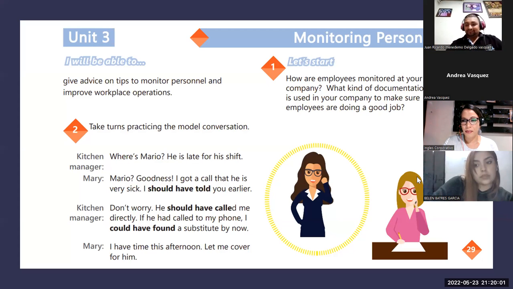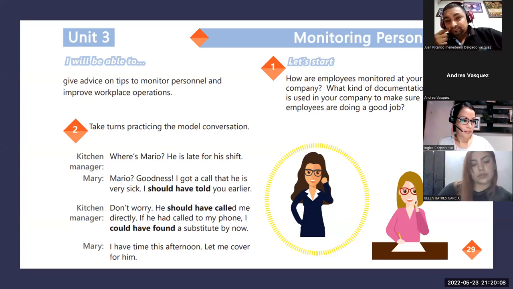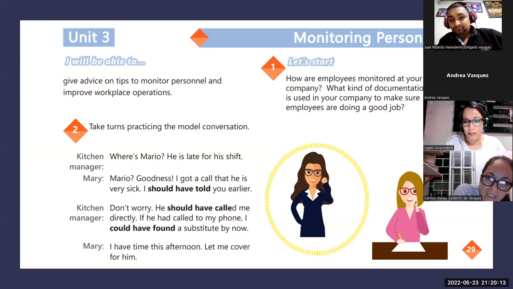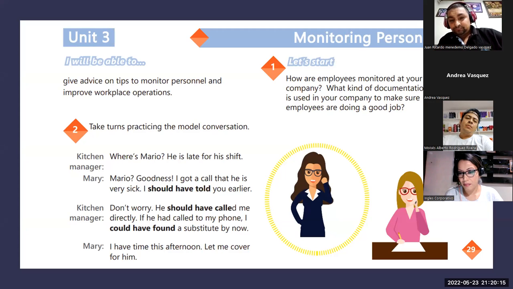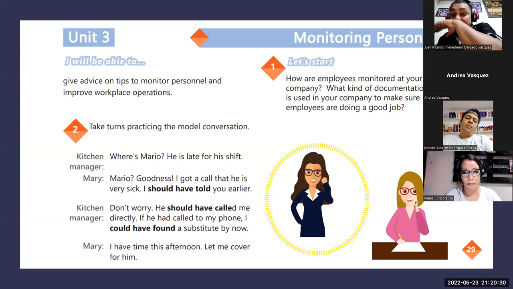Where is Mario? He is late for his shift. Mario? Goodness. I got a call that he is very sick. I should have told you earlier. Don't worry. He should have called me directly. If he had called to my phone, I could have found a substitute by now. I have time this afternoon. Let me cover for him.